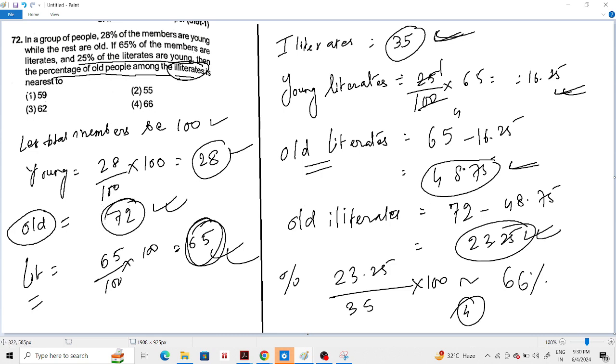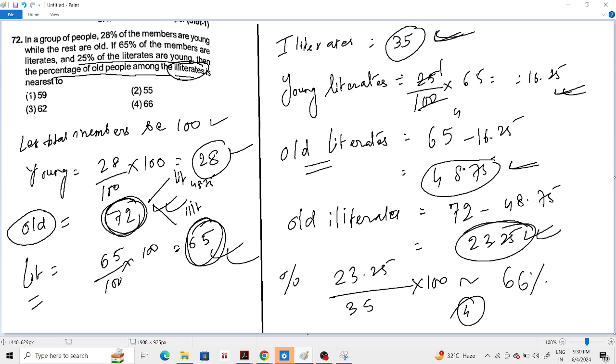Now, this total number of old people, 72, has been divided into two parts: one is literate and the other is illiterate. Out of which old literates is 48.75. So how many old illiterates are there? 72 minus 48.75, which is 23.25.